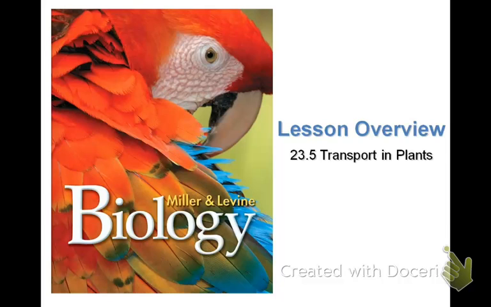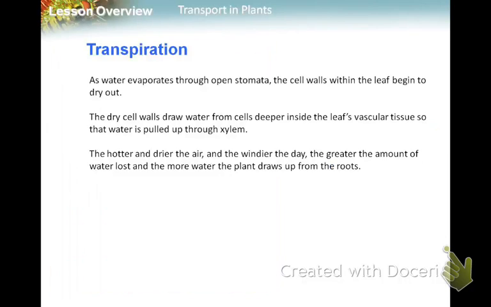The last section in chapter 23 is about transport in plants, how things get from one place to another. We talked in the last section about how water evaporates. That's the process of transpiration, evaporation through the open stomata. And those cell walls will then begin to dry out in the leaf. These dry cell walls draw water from cells deeper inside the vascular tissue so that water is pulled up through xylem. So it's working sort of like a straw.